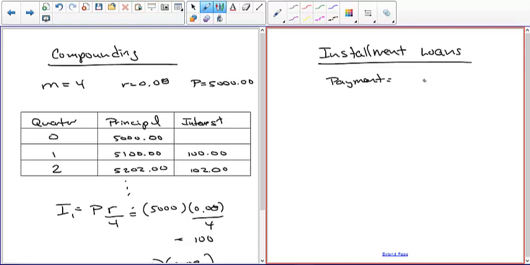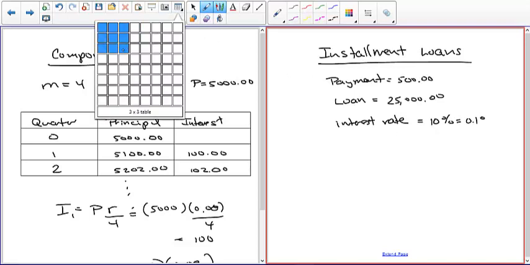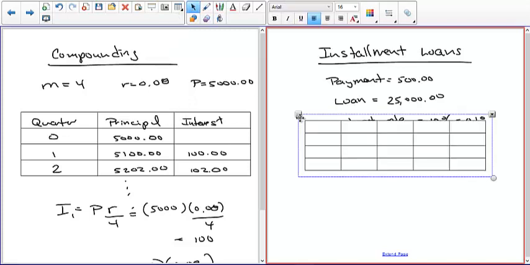Now, installment loans, you've got a payment. So I give you a payment, I give you the loan amount, and I give you the interest rate. So let's say the payment's $500. The loan is $25,000. Interest rate is 10%, which would be 0.10. And so I think we had 5 columns there. We had month, and installment loans are pretty much just monthly. Balance, interest, payment, excess.